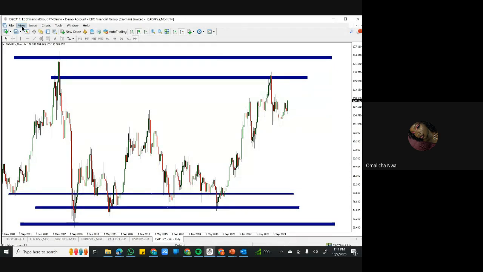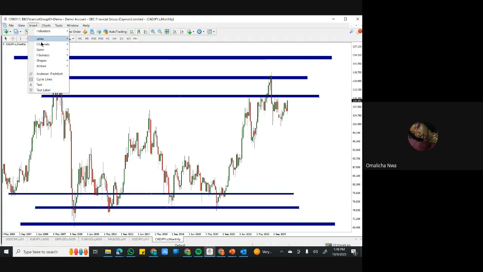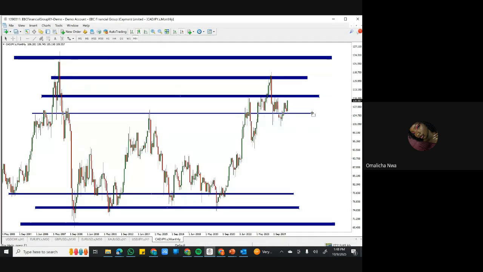Okay, let's look for another area of resistance. This is an area of resistance. It means that price has been resisting here from time to time. Price comes up to this place and it falls. Okay, let's look for another area of resistance. This is an area of resistance.